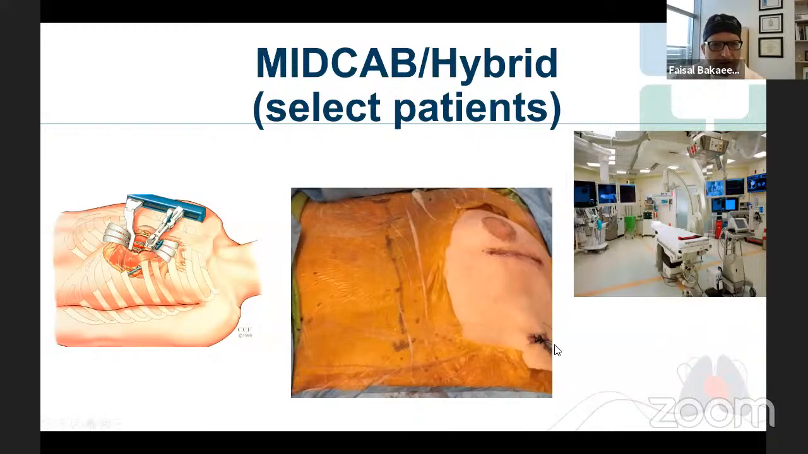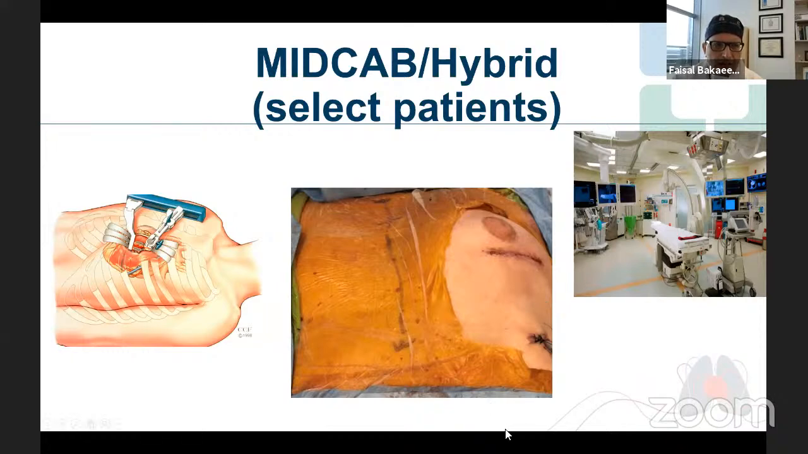And I put a hybrid room beside it because if there is a right coronary lesion that's not critical, or other lesions in smaller vessels, then the cardiologist can stent them. But if they have critical disease in multi-vessel, then we're honest with the patient and say, hey, you need multi-arterial grafting because you're more interested in the long-term stuff.